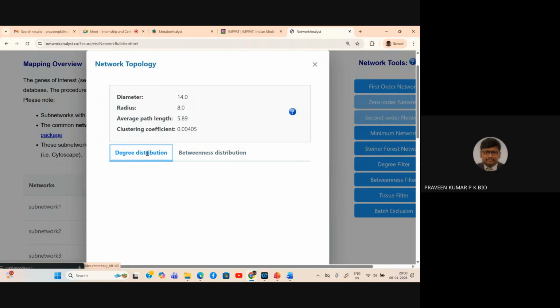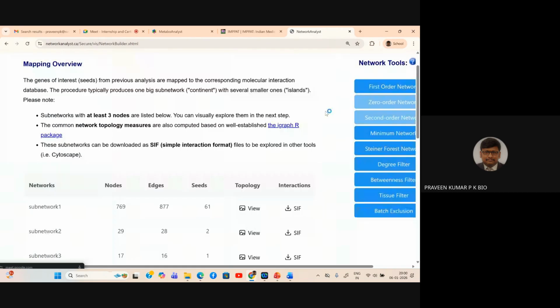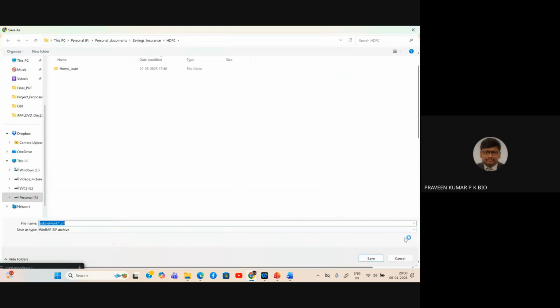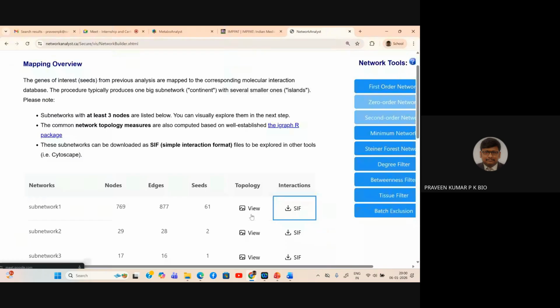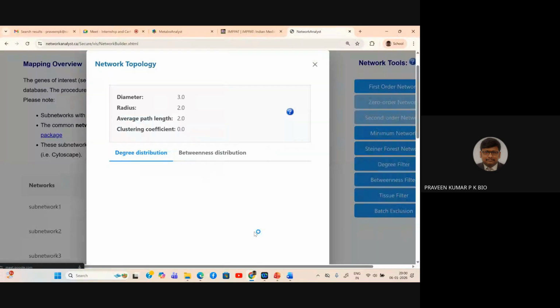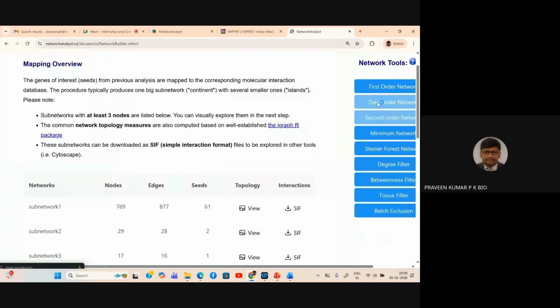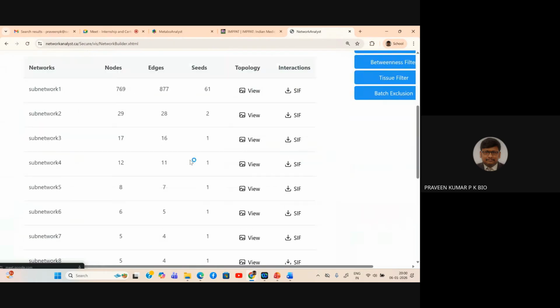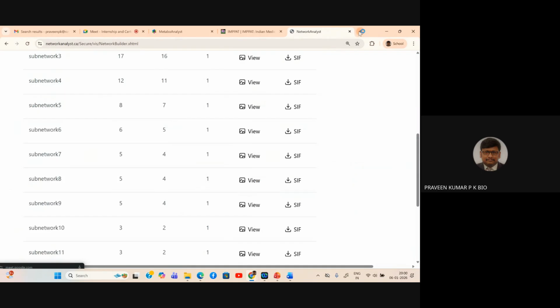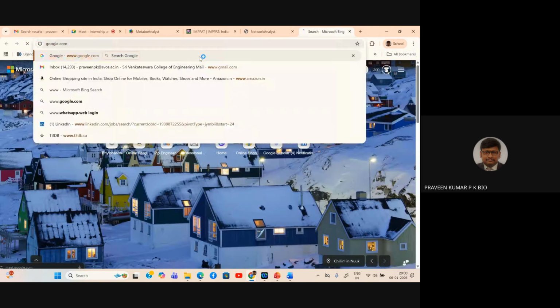If you want to download a particular SIF, you can download and open the network. But this is a zip file. Okay, I go with the small file. So this is the information we are getting from this. Okay. Now, these are some of the information you are getting from NetworkAnalyst. Now let me take you to the STRING DB.